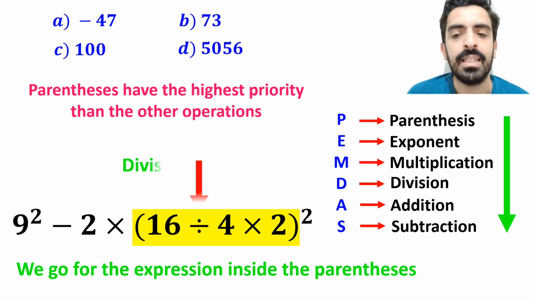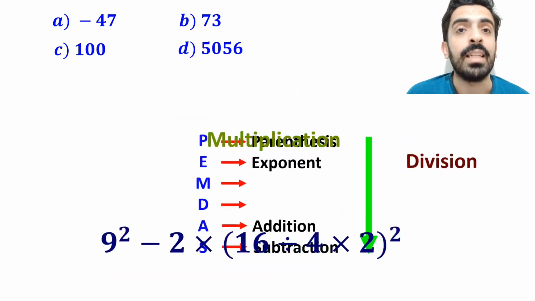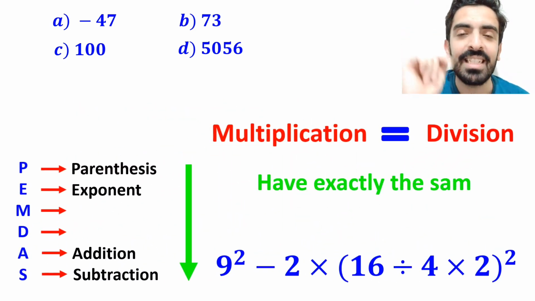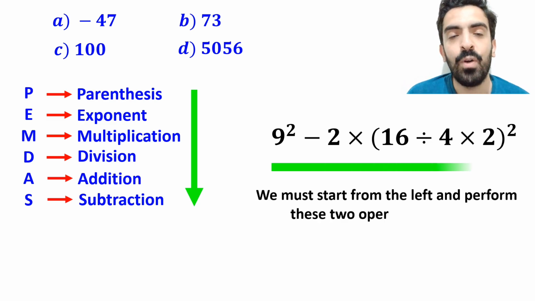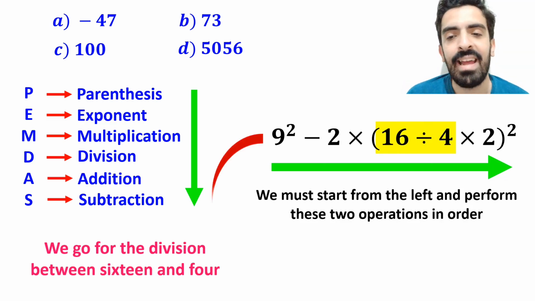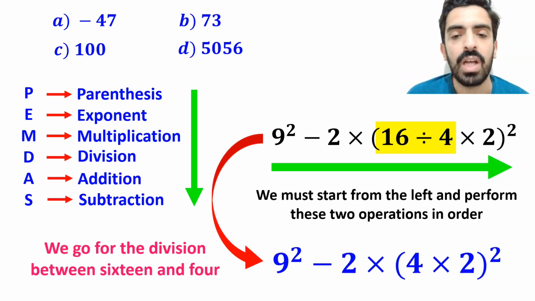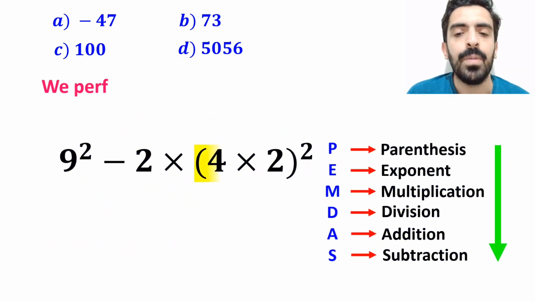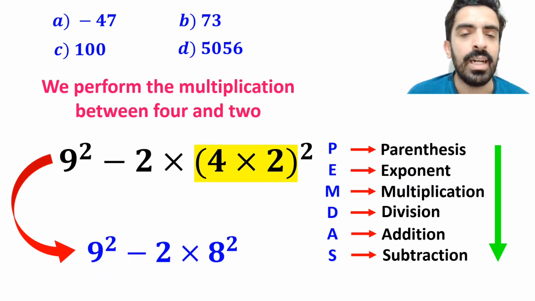Inside the parentheses, first we have a division sign and then a multiplication sign. It's very important to note that multiplication and division have exactly the same level of priority. In this situation, we must start from the left and perform these two operations in order. So, first we go for the division between 16 and 4 and write this expression as 9 squared minus 2 multiplied by (4 times 2) all squared. And in the next step, we perform the multiplication between 4 and 2. And this expression simplifies to 9 squared minus 2 multiplied by 8 squared.